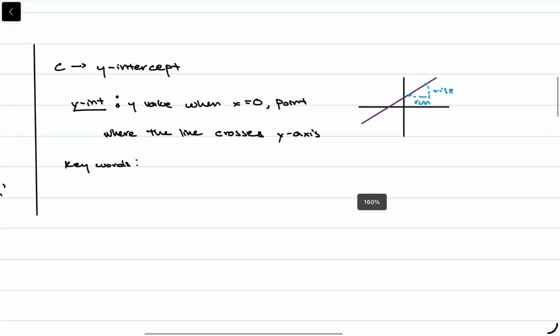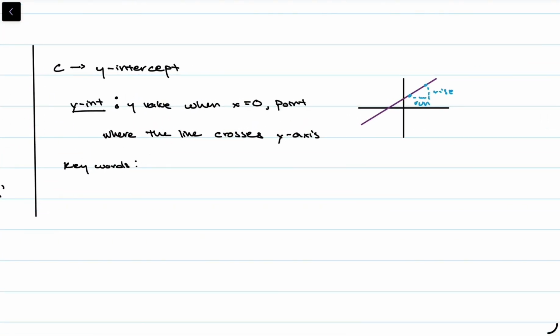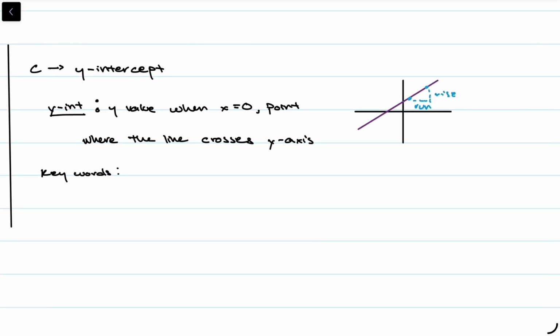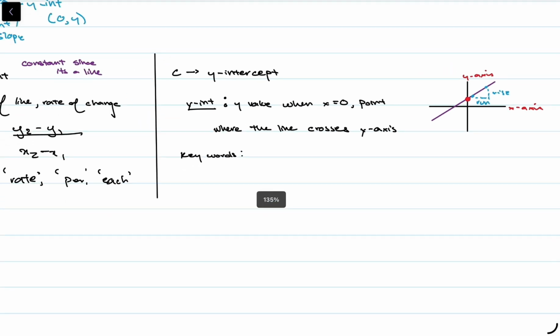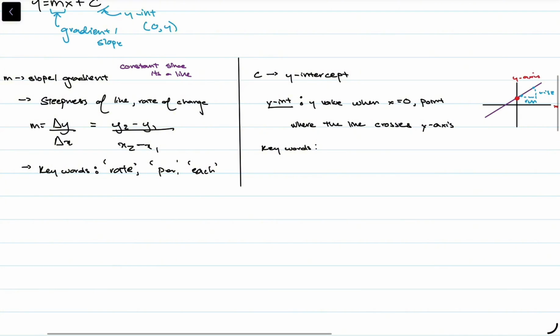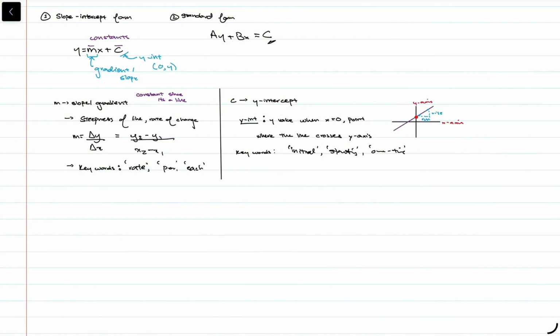Your y-intercept is c. So this is going to be your y value when x equals 0. It's the point where the line crosses the y-axis. So over here, it would be here. This is your y-axis. This is your x-axis. And the keywords we're looking for here are initial, starting, and one time. Sorry about my handwriting.